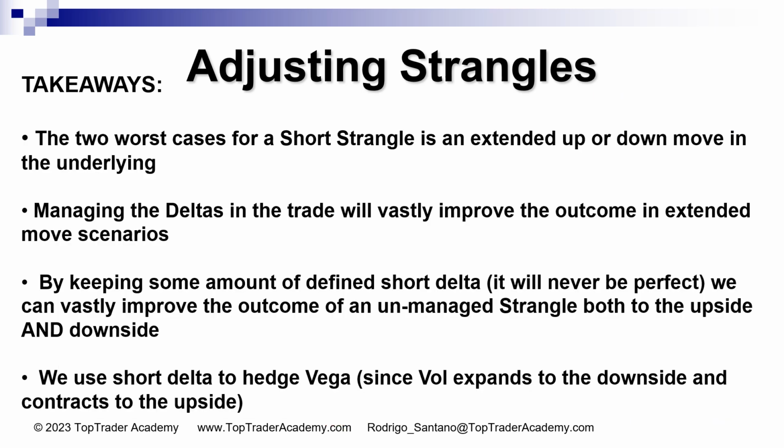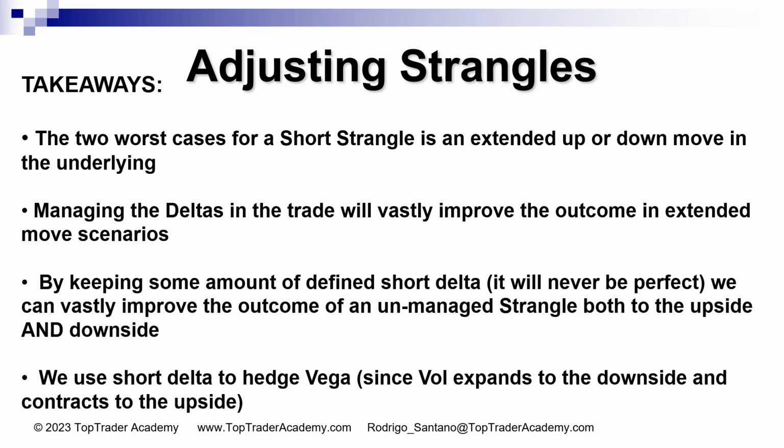Right? So the takeaways: the two worst cases for a strangle are an extended up or down move in the underlying, and we simulated those two scenarios. Managing the deltas in the trade will vastly improve your outcome in extended move scenarios, which is what we had in those scenarios. Right? The thing kept going against us day after day after day. By keeping some amount of defined short delta, it will never be perfect, of course, but we can vastly improve the outcome of an unmanaged strangle, both to the upside and the downside.